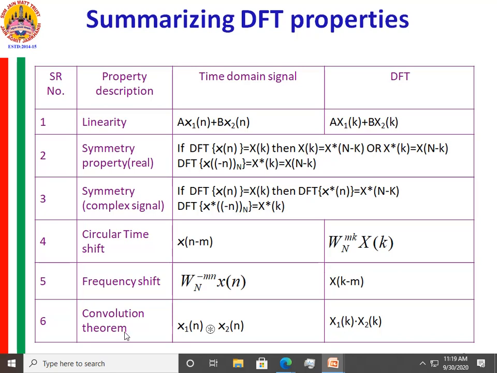We have seen the convolution theorem: if we have a circular convolution between x1 of n and x2 of n, then the DFT of the convolved signal is X1 of k into X2 of k. This means that if we have the circular convolution in the time domain, we will have the product in the frequency domain. So frequency domain signals multiply each other.